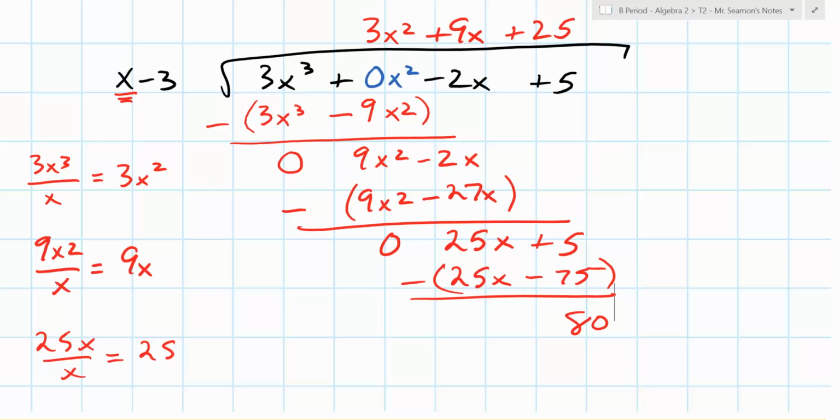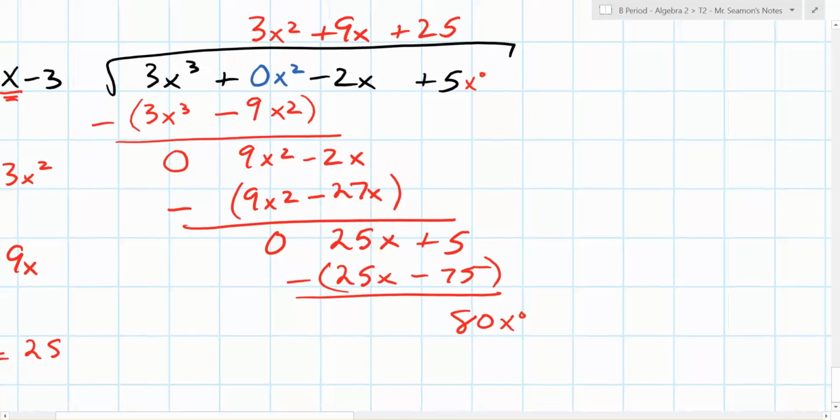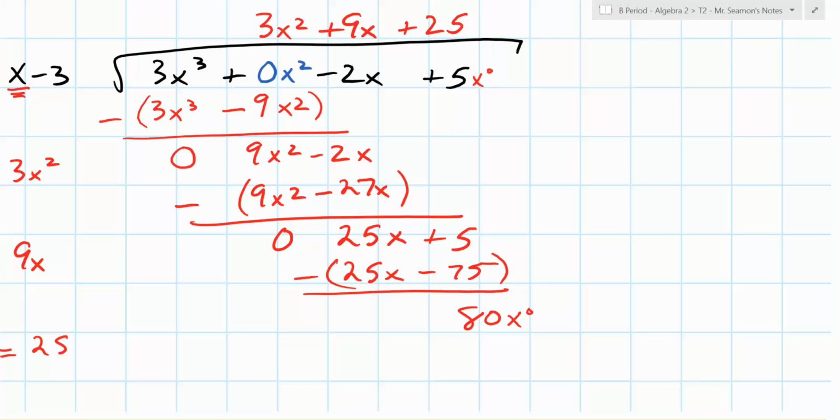You stop when the degree of x is smaller than the degree of x up here. What's the degree of x here? 0. The degree of x is 0 here. The degree of x is 1. So we stop. What does that mean? Is there an excess? So here, I could write it like this, Sarah. I could say this is 80x to the 0, right? Stuff like that.